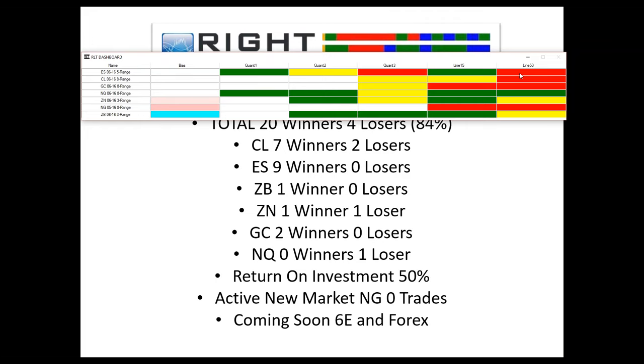Because that's the problem in trading multiple markets. You get great alignment, but you can't watch all these markets. Now you're going to be able to do it. And this is really a major move forward. Bias, a major independent variable in taking a successful trade. Each of the quant lines, major independent variables. This line, the 15, we don't want it to be yellow. We want it to be trending. The 50 is not as important, but we put it in.